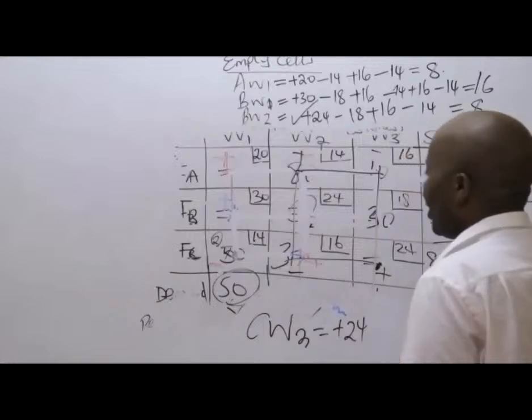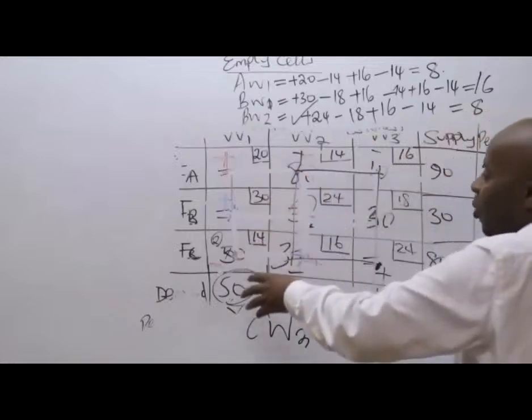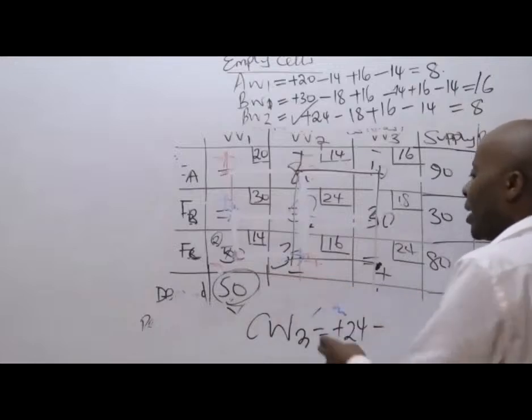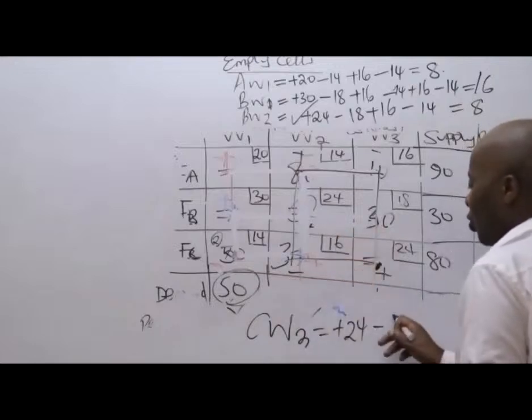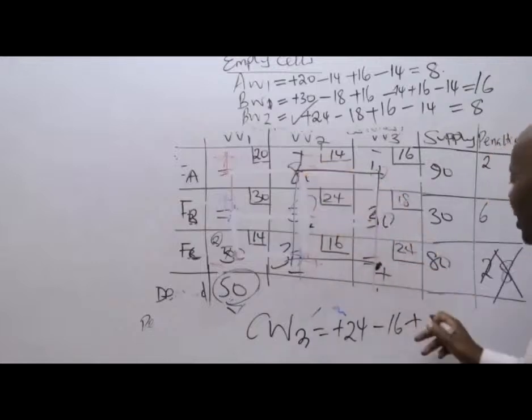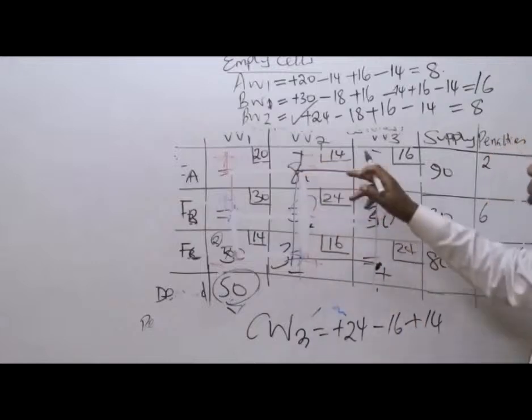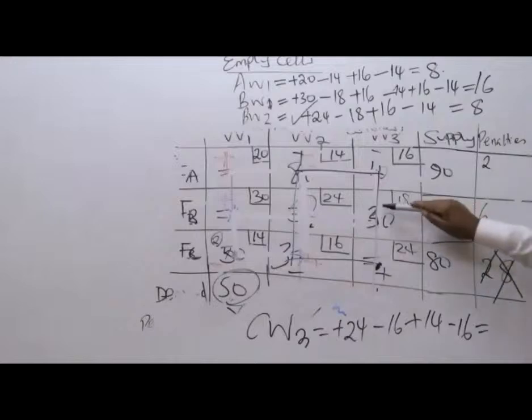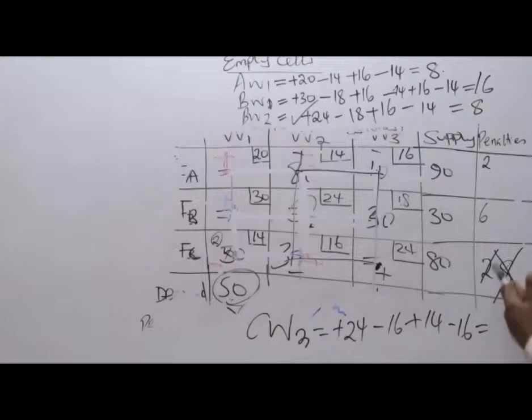So we have here positive 24. Even if you move clockwise or anti-clockwise, you'll get the same answer. The next one is this one here, minus the small cell value, so minus 16. The next cell here is plus 14. From there, we have minus 16. So could you kindly give us an answer? You can't use this because you don't have a corner. You only make use of cells with a corner.